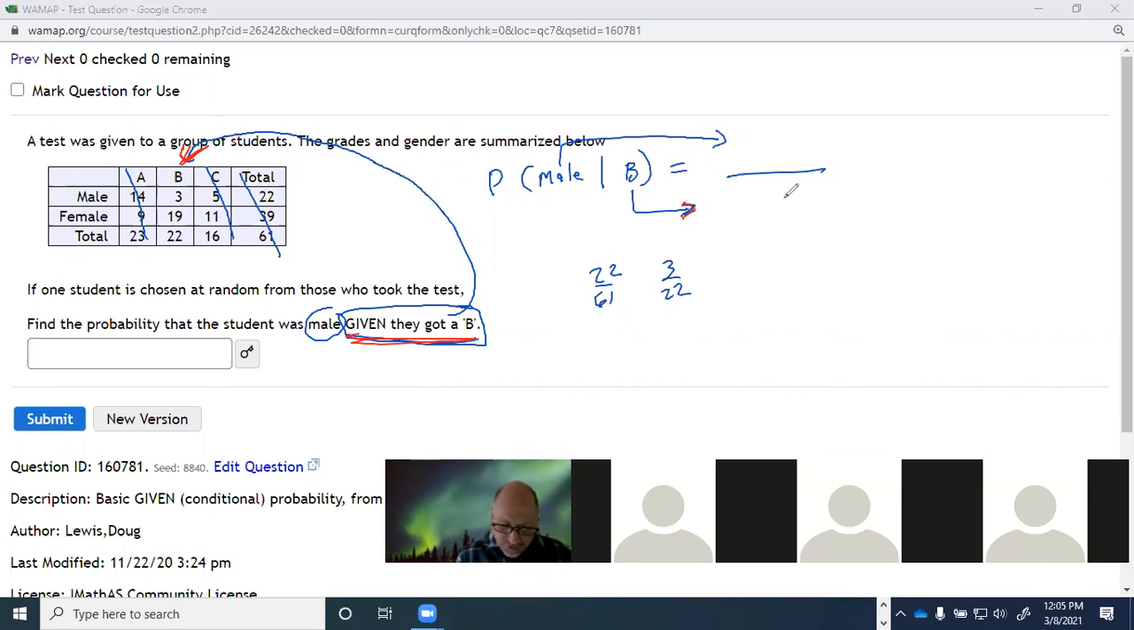B tells you what your denominator is going to be. There's a total of 22 people who got B's on that test. And the probability that they were male, if they were in that group of 22, of all the 22 B's, there were 3 of them that were male. So that's 3 out of 22. So it would not be the 22 out of 61. 3 out of 22.